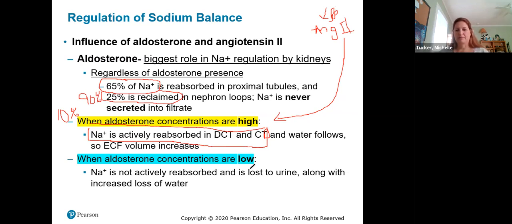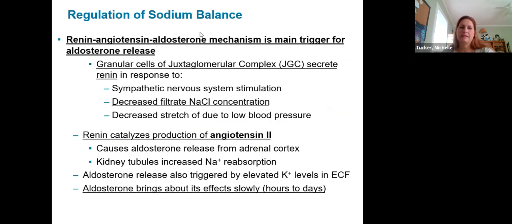The reverse happens if aldosterone concentrations are low. I kind of like to just do one side though, so it doesn't get so confusing. And with the renin-angiotensin-aldosterone system, we're usually talking about a decrease in blood pressure. The renin-angiotensin-aldosterone system or mechanism is the main trigger for aldosterone release.